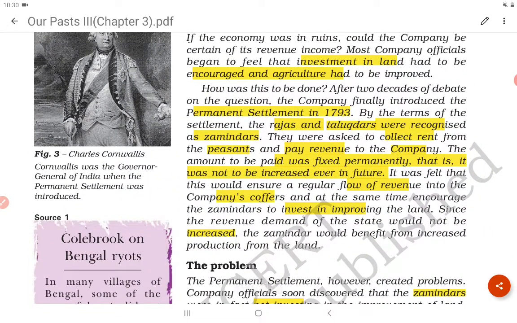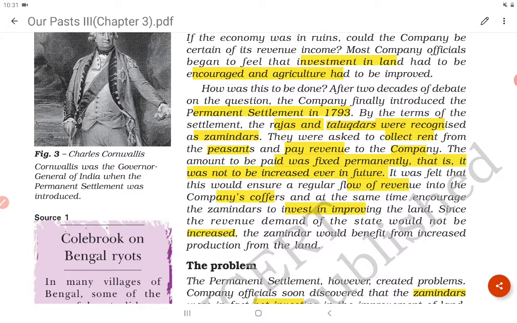So, most company officials began to feel that investment in land had to be encouraged and agriculture had to be improved. So, they started with the Permanent Settlement in 1793. By the terms of the settlement, the Rajas and Talukdars were recognized as Zamindars. They were asked to collect rent from the peasants and pay revenue to the company. The amount to be paid was fixed permanently, that is, it was not to be increased ever in future.